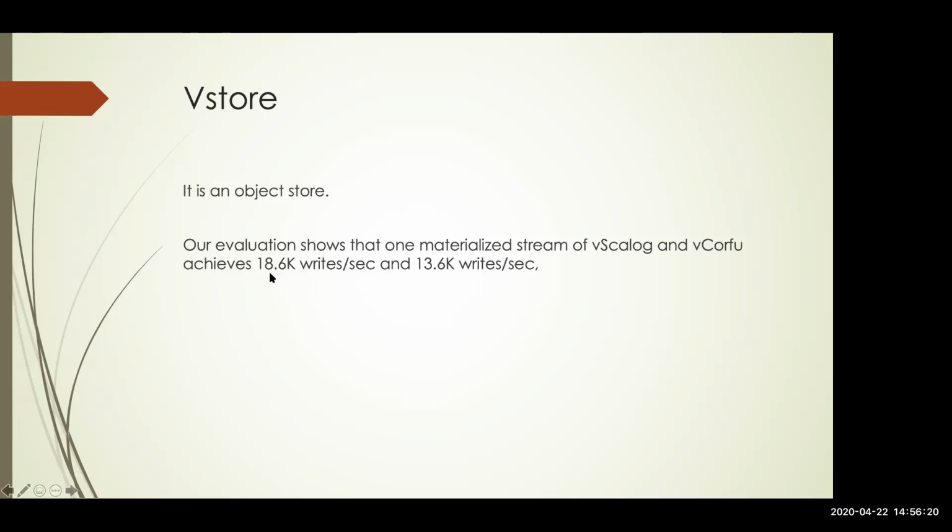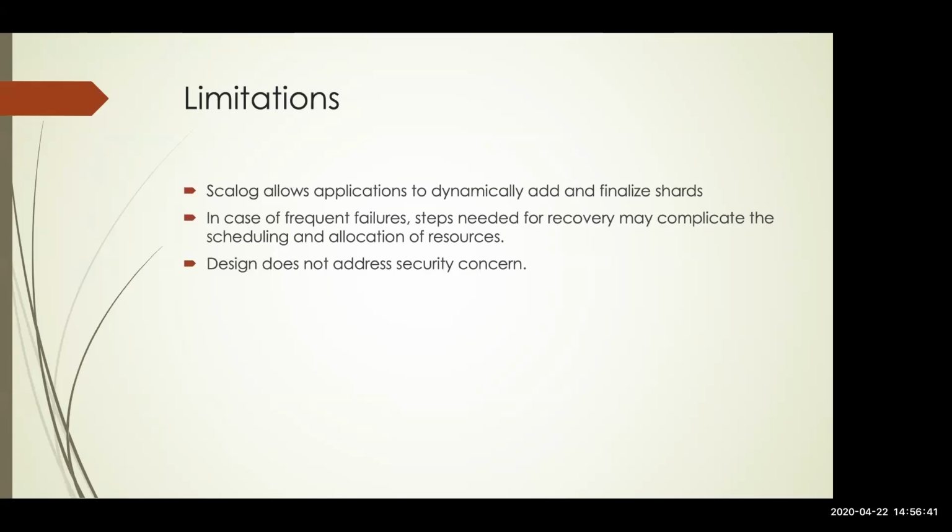So there is a difference in writes per second, if you see 18.6K and 13.6K, and I think that is basically due to the sequencer in between for Corfu, but not for Scalog. Yeah, and finally the limitations.